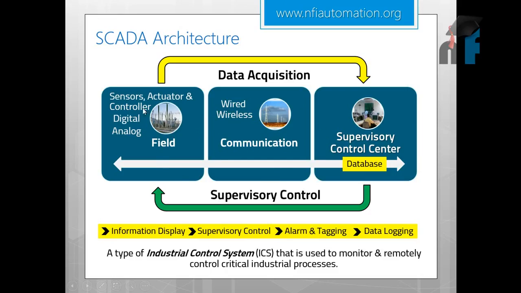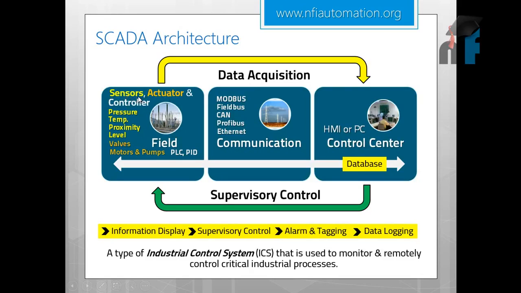All right. Let's see what the sensors and actuators could be. Sensors could be pressure sensors, temperature sensors, proximity sensors, level sensors. These are the four typical sensors we have in the industry. Actuators could be valves, motors, or pumps. Controllers could be PLCs or PIDs. PIDs are typically for dedicated temperature or level control. PLCs are for step and analog control as well.